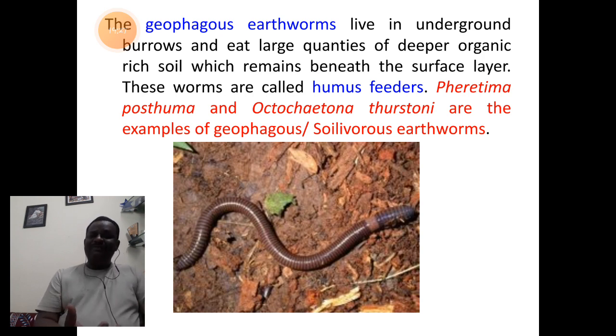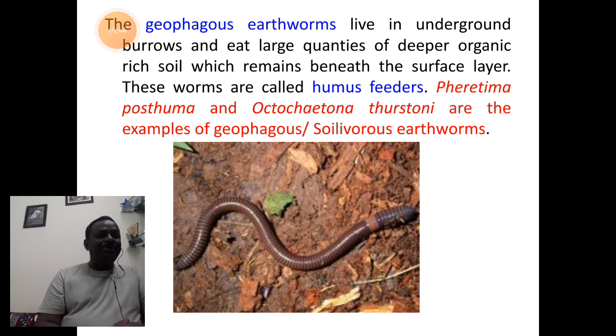The nutrients that the other species of earthworms are forming in the soil will also be eaten away by this geophagous earthworm species. Hence they are called humus feeders.